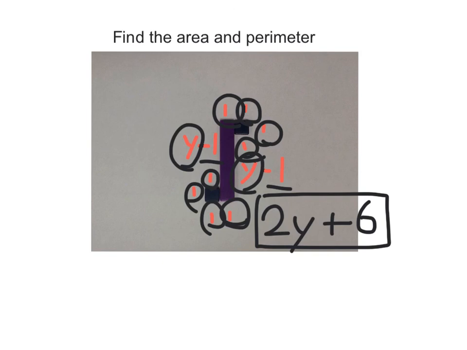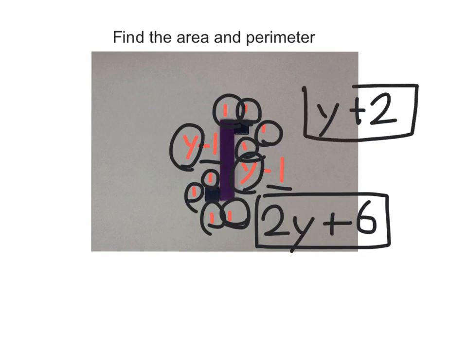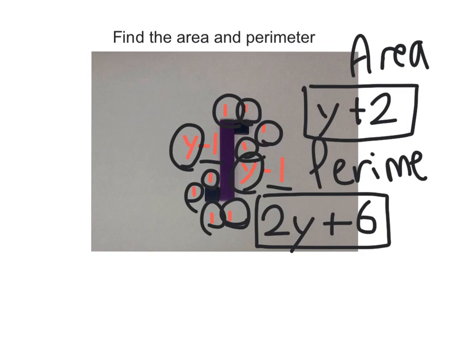All right, now let's do the area. Well, remember again, these tiles are named according to area. So the area of the Y tile is Y times 1, or just Y. And then the area for the little unit squares are 1 apiece. So the area would be Y plus 2. Okay, so that's area, and this is perimeter. Okay, how'd you do on those?